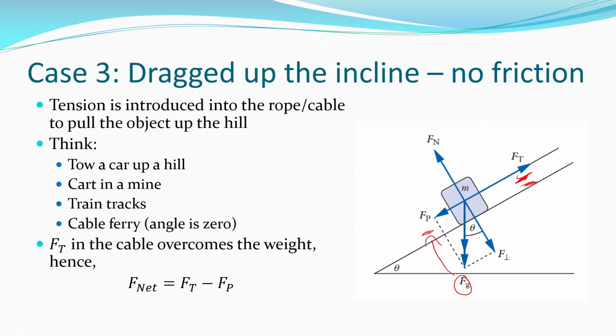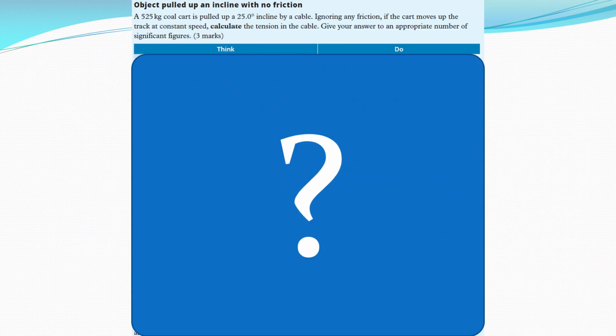Effectively, the net force has got to be this tension minus the parallel force to give us some overall force to make that go up the hill. Right, example time. Coal cart weighs just over half a tonne. We've got a 25-degree incline. Ignore the friction. We're travelling at a constant speed, so acceleration is going to be zero. Forces are going to be balanced. Calculate the tension in the cable.